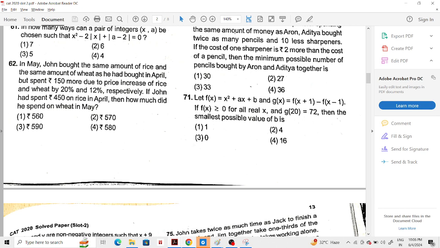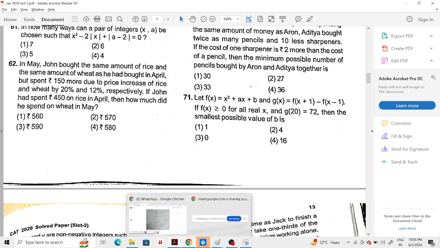Okay, so you have considered... So what I did is that 540 is the new price of the rice, yes. And then the wheat price has increased by 12%. So if I assume it to be X, then that one is 28X by 25.